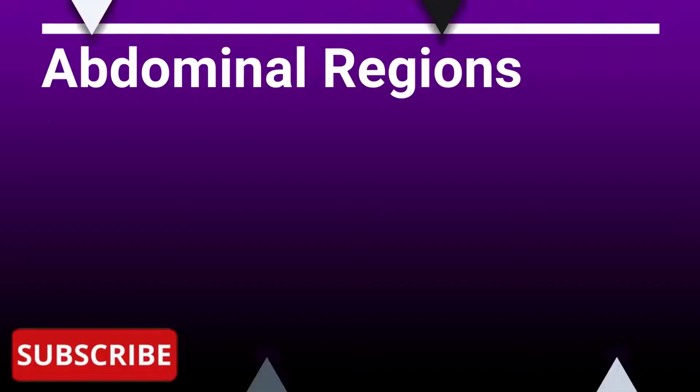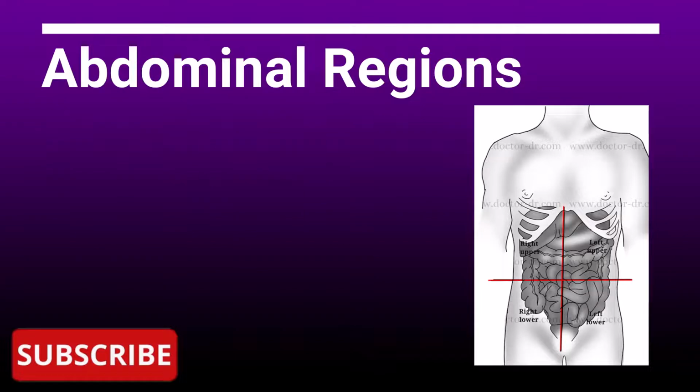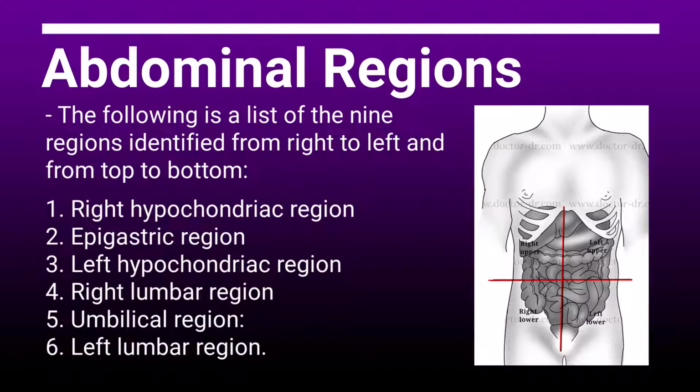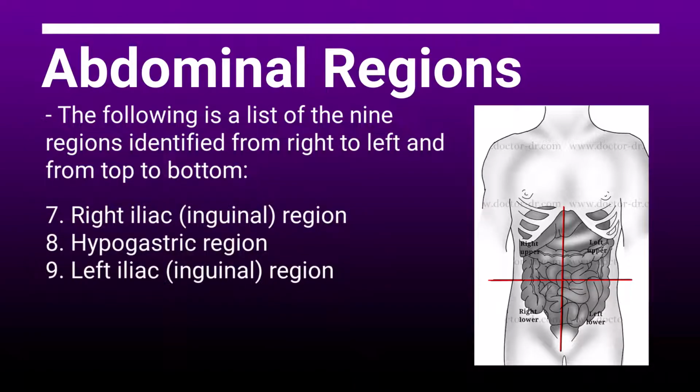Abdominal regions. For convenience in locating abdominal organs, anatomists divide the abdomen into 9 imaginary regions. The following is a list of the 9 regions: right hypochondriac region, epigastric region, left hypochondriac region, right lumbar region, umbilical region, left lumbar region, right iliac inguinal region, hypogastric region, and left iliac inguinal region.